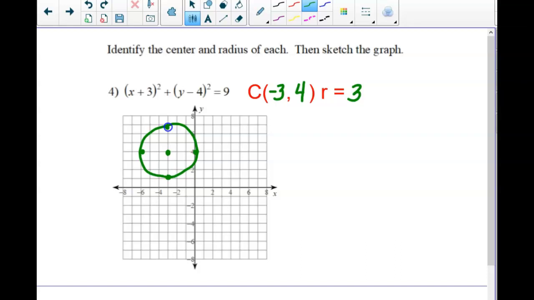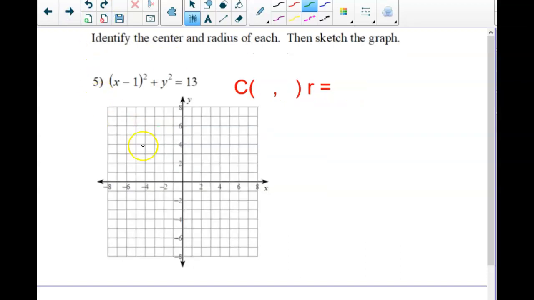Everybody get it in the right spot? All right. Oh, there's another one? I'm just going to talk through this one. If you don't want to copy it down, I don't really care. We don't have to have a million of them in our notes.